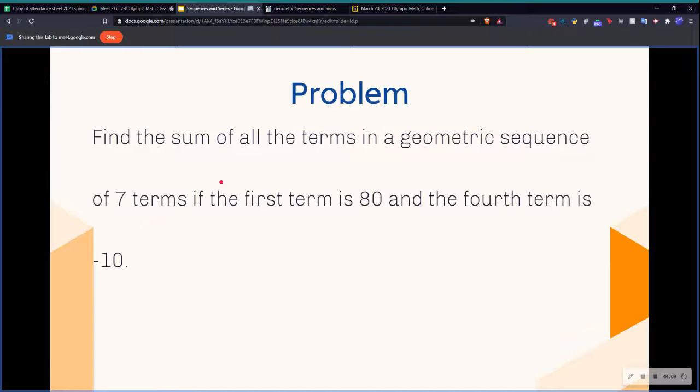All right, I'll give you guys a minute to think about it. Think about how we solve this. Very similar strategy that we used before. Actually, no, this is a little bit different. So you're not given common difference now, but you're given the first term this time. So yeah, it's kind of similar.